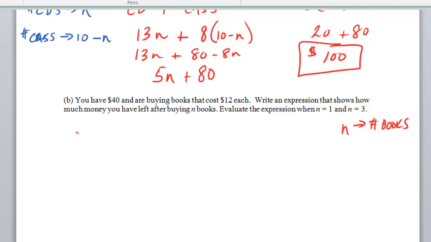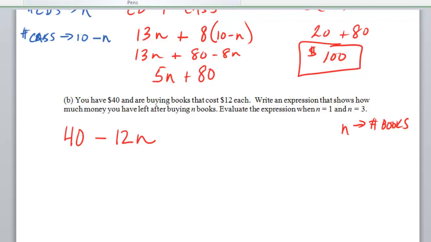So we know that n represents the number of books that we're going to buy. So if we start with $40 and we spend $12 for every book that we buy, we'll have our expression representing the amount of money we'll have left over. Notice we did not use an equal sign. We were working with expressions and not equations.